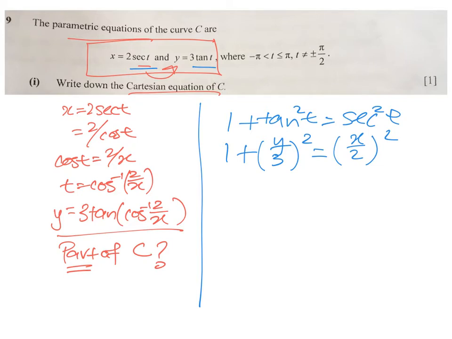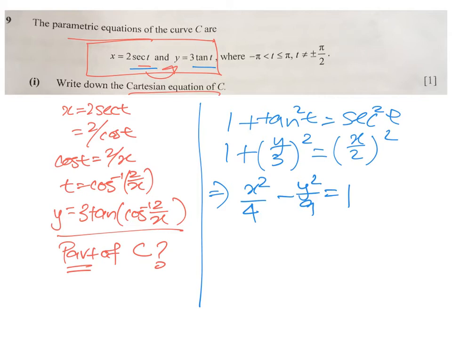Okay, so now what I have is basically a Cartesian equation for y and x. From here, what I can do is simplify this into the standard form. I'm going to get x squared over 4 minus y squared over 9 equals 1. And this allows us to see that this curve here is basically a hyperbola.